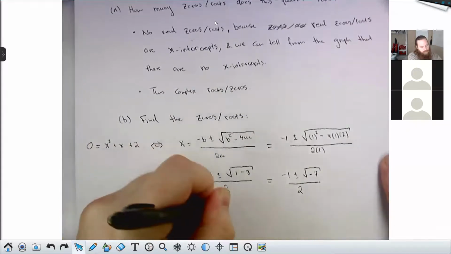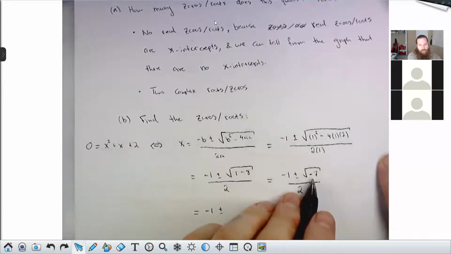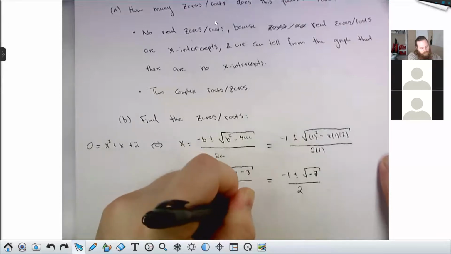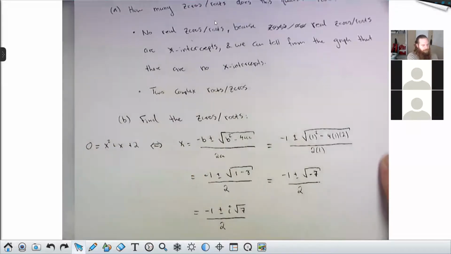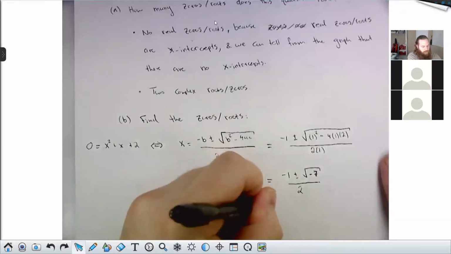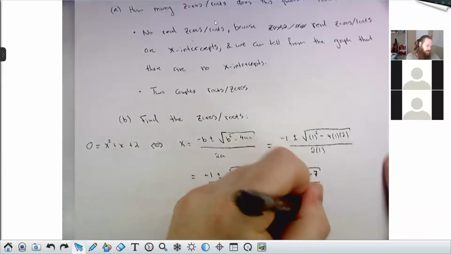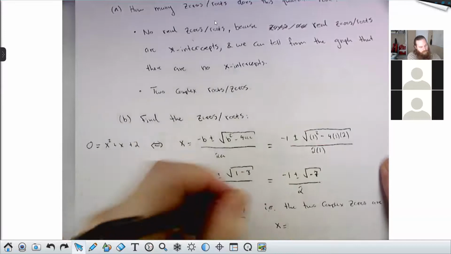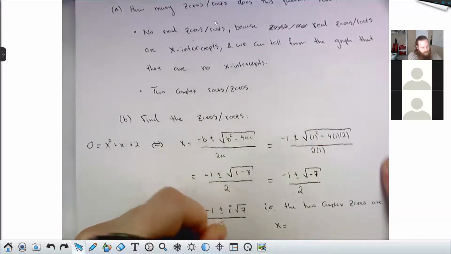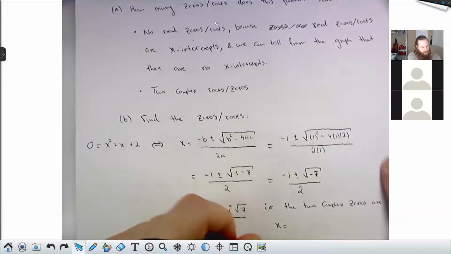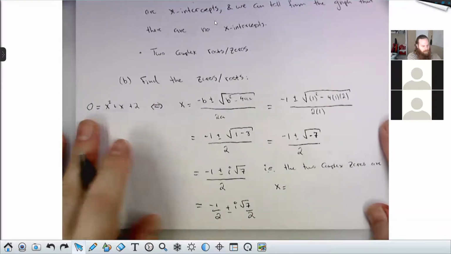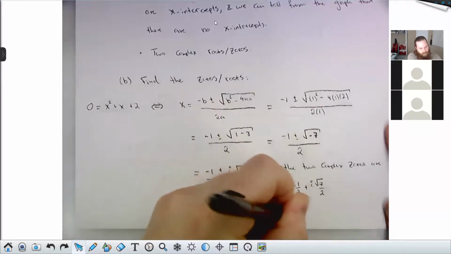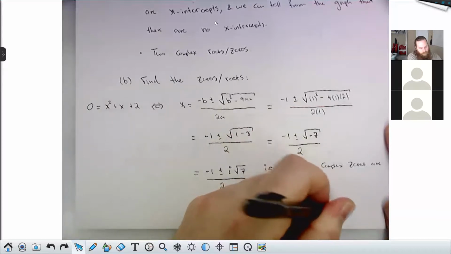Which is negative 1 plus or minus, and 7 is not a perfect square. In fact, 7 is prime. 7 doesn't have any perfect squares hiding in it. So the square root of 7 is just going to stay square root of 7. So this is negative 1 plus or minus i times the square root of 7, over 2. Or the two numbers, i.e., the two complex roots or complex zeros, are x equals, we can write this as negative 1/2 plus and minus i times the square root of 7 over 2. This is how I would write them. So x equals negative 1/2 plus i times the square root of 7 over 2, and x equals negative 1/2 minus i times the square root of 7 over 2.